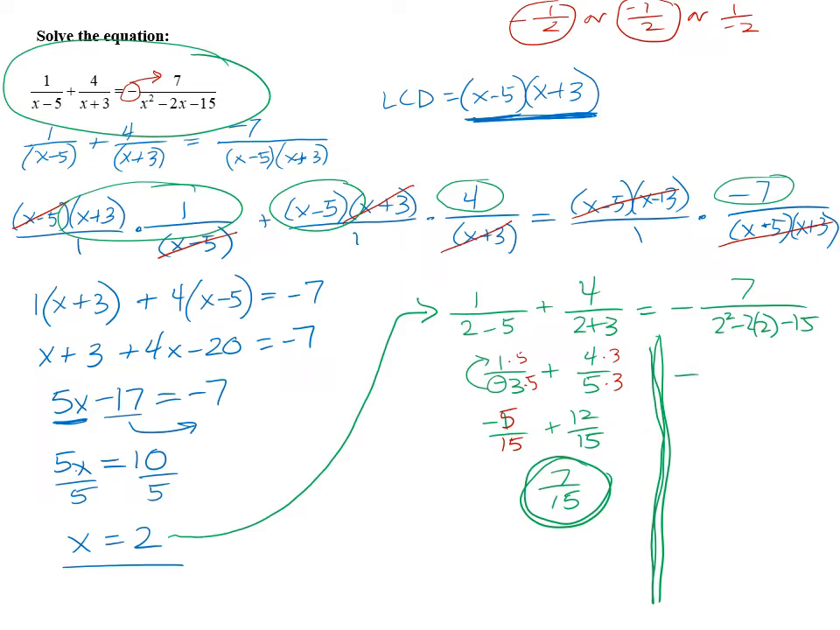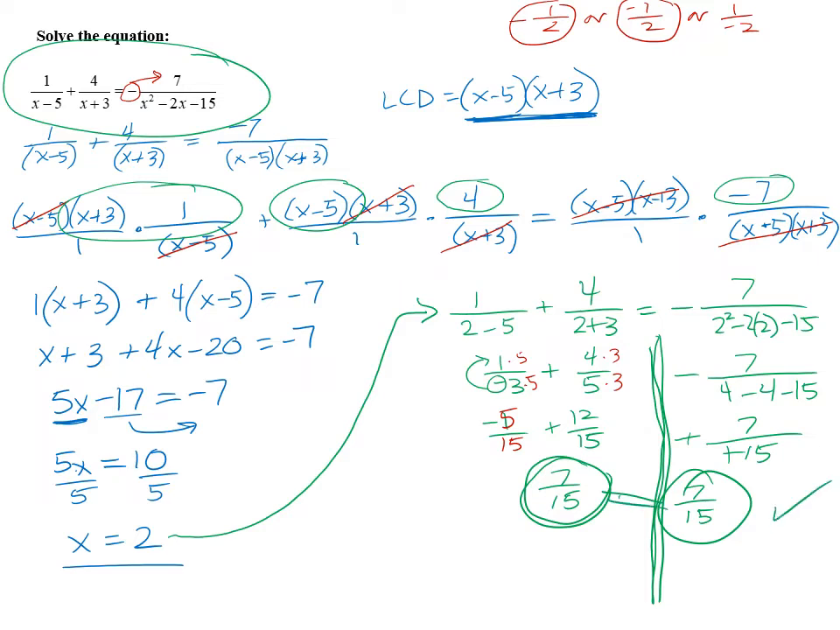Let's take a look at the right. Negative 7 over 4 minus 15 when I calculate 2 squared and 2 times 2. Continuing, negative 7 over, well, 4 minus 4 is 0, and then a minus 15. And notice the negative outside the fraction and the negative inside are going to cancel each other out, so I get 7 over 15. So I get exactly the same thing, so that checks my solution.